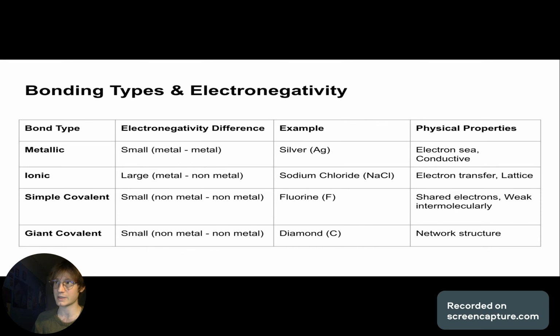And the difference between these two is pretty big. Fluorine is a gas, and diamond is one of the hardest substances known to man. The takeaway here is that the electronegativity difference is your first clue about what type of bonding is occurring. A small difference is probably covalent, and a big difference is likely ionic. Okay, next slide.